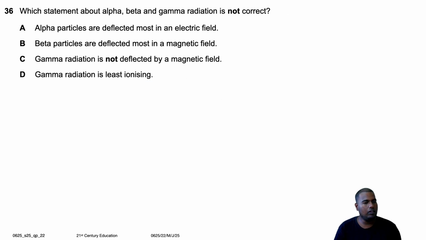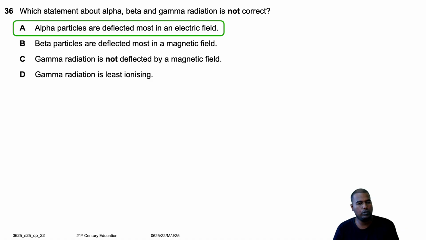Which statement about alpha, beta, and gamma radiation is not correct? Gamma radiation is least ionizing. That is correct. Gamma radiation is not deflected by a magnetic field. That is correct. Beta particles are deflected most in a magnetic field. That is also correct. Alpha particles are deflected most in an electric field. That is wrong, because in an electric field also only beta particles are deflected most. So A is wrong.